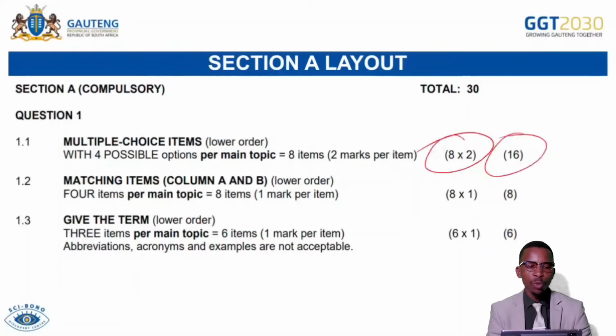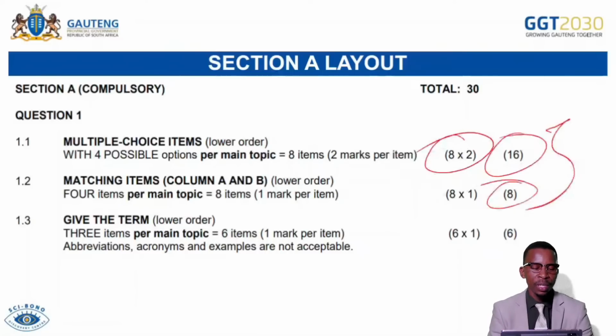And then matching items, column A and column B. Also in there, we are given 8 options in column A and nine options in column B. You just match what is relating to each other. Then you get your answers correct. Each answer is 1 mark. That will give you 8 marks. These are easy marks for you to get. You can get this 24. Then you see what to do in 1.3.